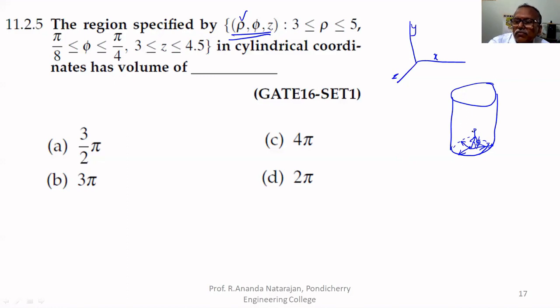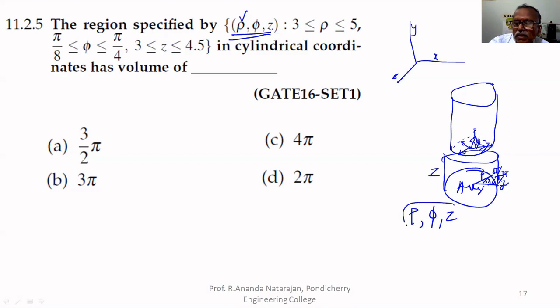If rho and phi vary, they define an area. If the angle goes from 0 to pi by 4, that defines an area. So rho and phi define an area. If you multiply this with z, it forms a volume. This height represents the z coordinate. So rho, phi, and z make a cylindrical coordinate.